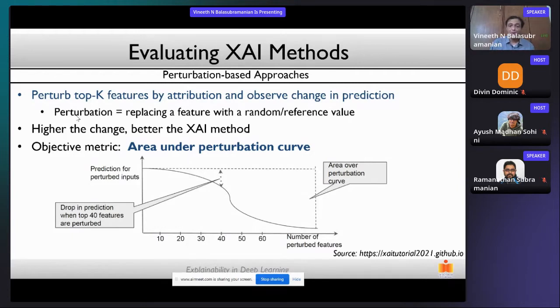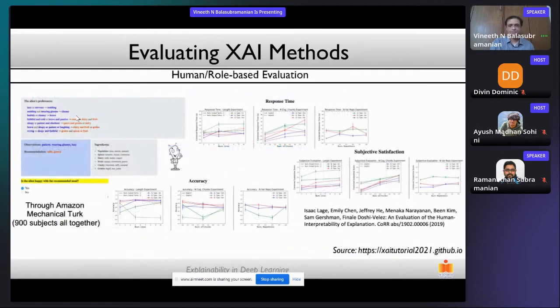Or if you have tabular data, it could be about taking a particular value and replacing it with some small Gaussian noise or something like that. Right? So all of the perturbation depends on the particular application in question.